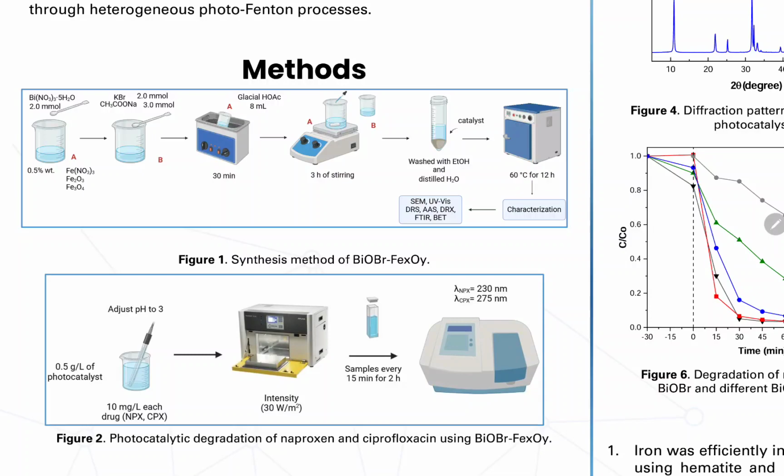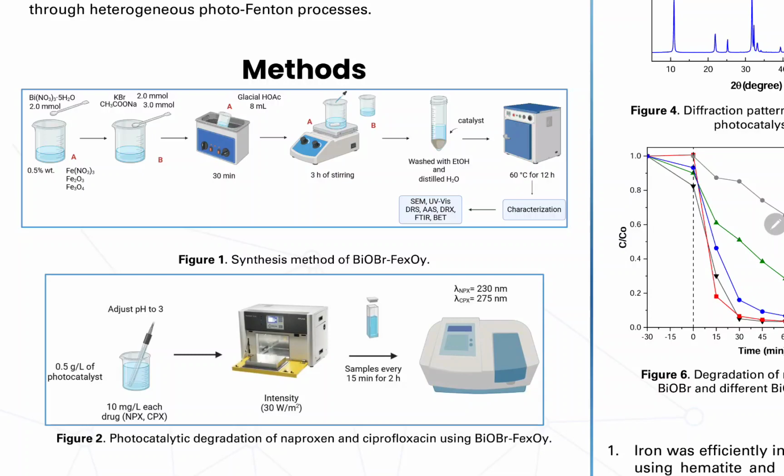Then, the photocatalytic degradation of naproxen and ciprofloxacin was made using the synthesized materials under UV-vis irradiation. First, in a small reactor, each contaminant is placed at a concentration of 10 mg per liter. The pH is then adjusted to 3. Then 0.5 grams per liter of the photocatalyst is added and stirred in the dark for 30 minutes for each photocatalyst.